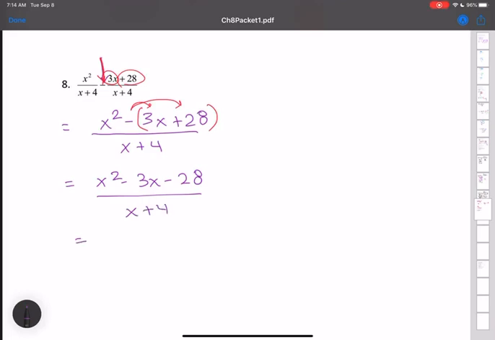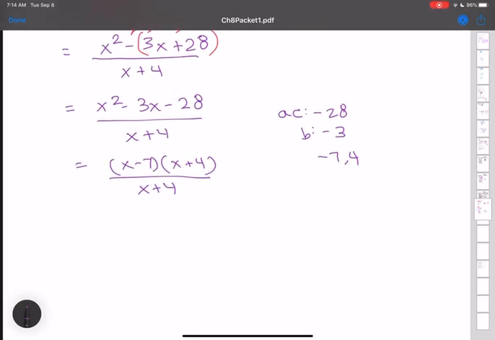All right, so we have the x squared, distribute that negative, so we have minus 3x minus the 28, all over x plus 4. We're going to try to factor, so it means I want two numbers that multiply to negative 28, but add to negative 3. My leading coefficient is 1, so I can jump to the shortcut. Two numbers that multiply to negative 28, but add to negative 3 are going to be negative 7 and 4. So I'm going to put in minus 7 and a plus 4.